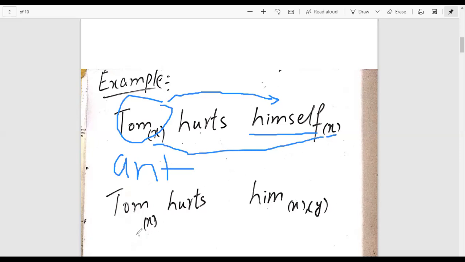But what happens in this sentence? Tom hurts him. We don't know who him is here, whether this is Tom himself, or this him is somebody else. So we termed this as X, and we also termed this as X, but we also wrote Y, because this him can be someone else. So this Tom here binds and also does not bind this him, because this him can be Tom himself, and it can also be somebody else.